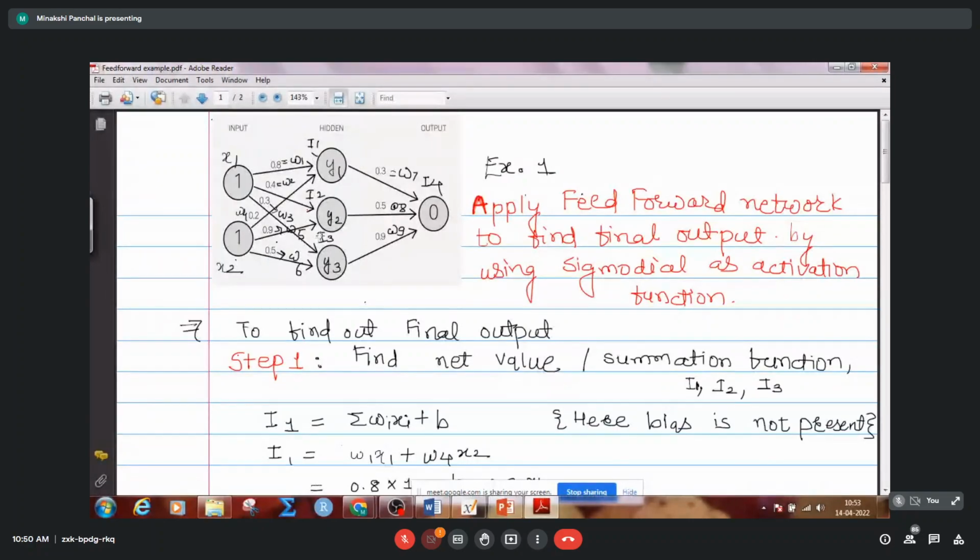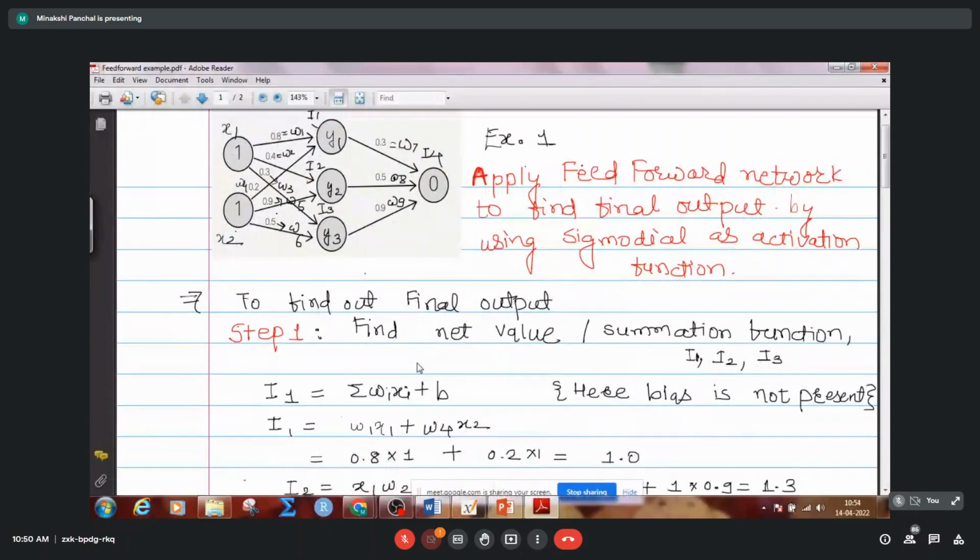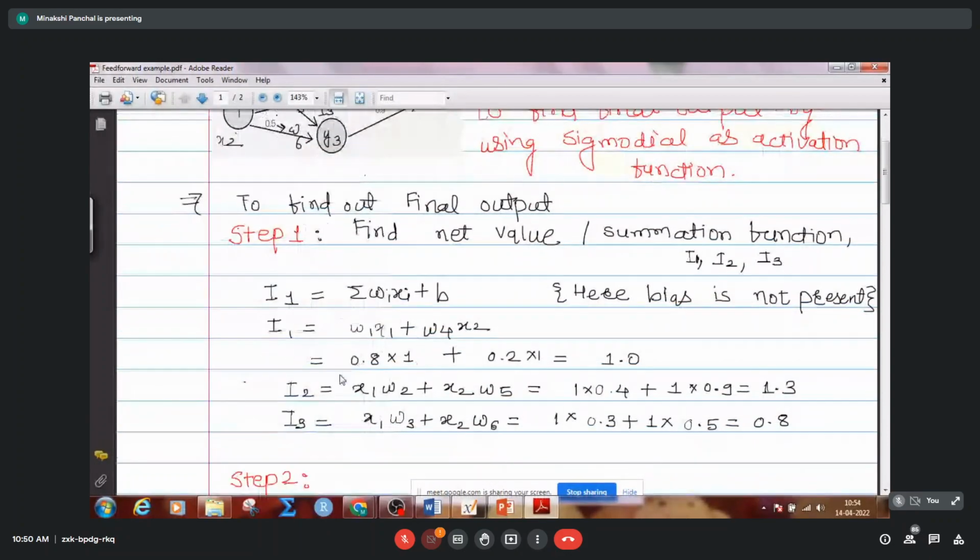How you are calculating? Whatever the weights are coming to this I1, so W1, then W3, as well as W1 is coming here, as well as W3 it is coming to Y1. Then for Y2, if you are observing, W2, and another weight it is coming W5. For Y3, W5 and W6 it is coming. So accordingly you are finding the summation functions. Summation functions आपण find out केलेले आहेत.